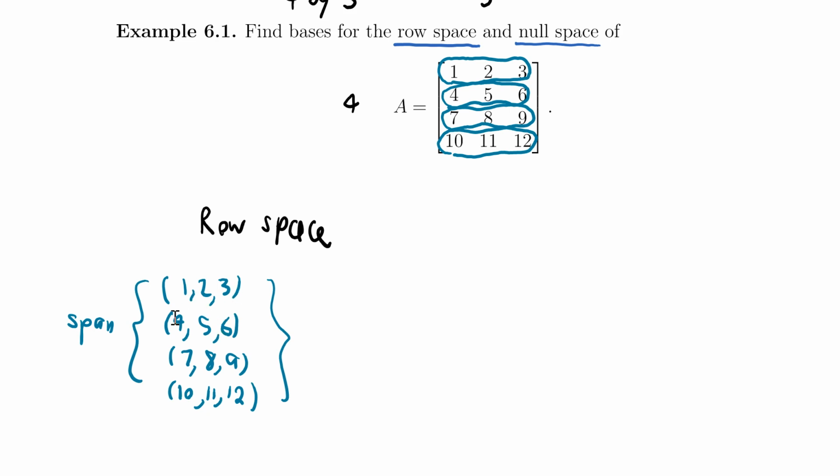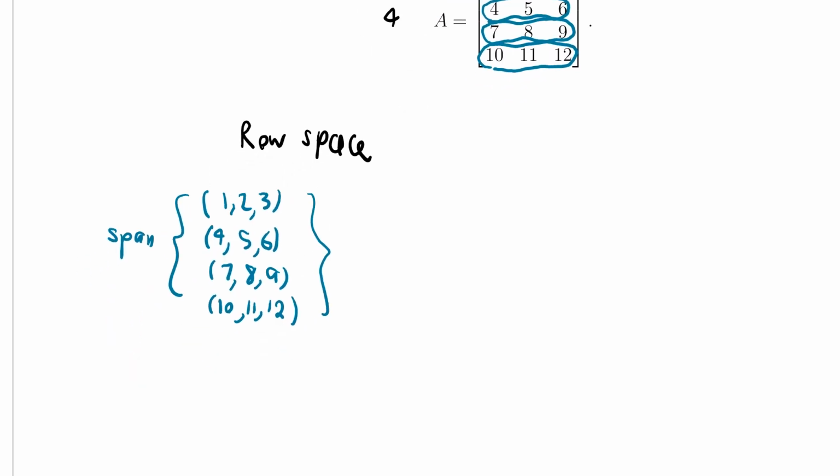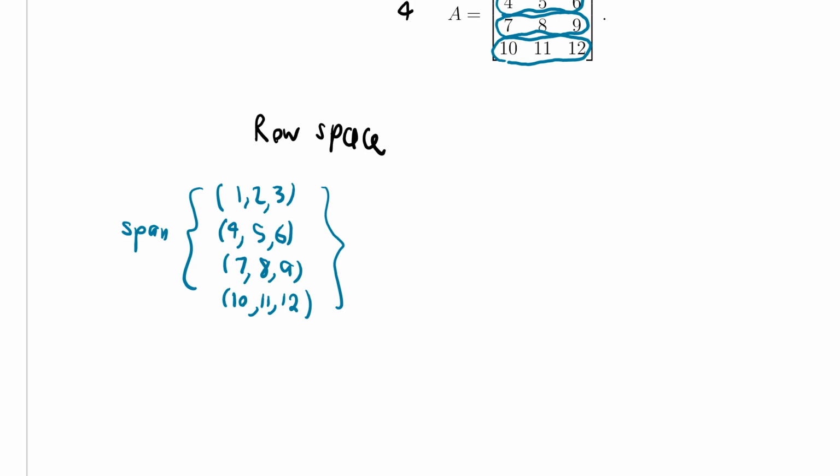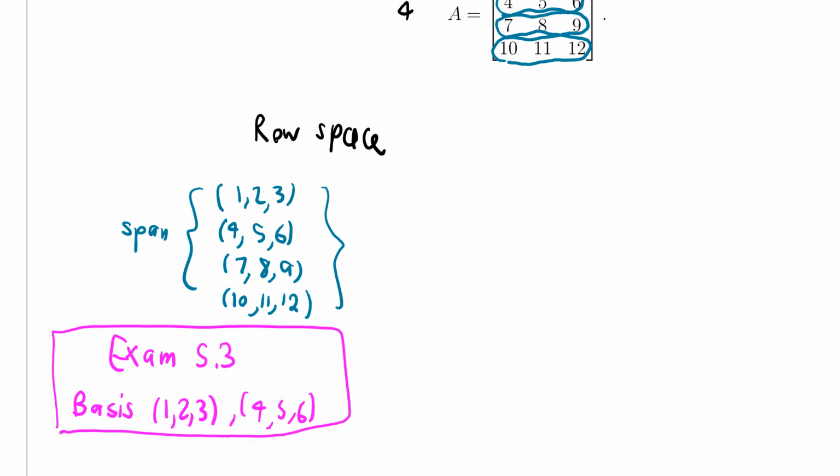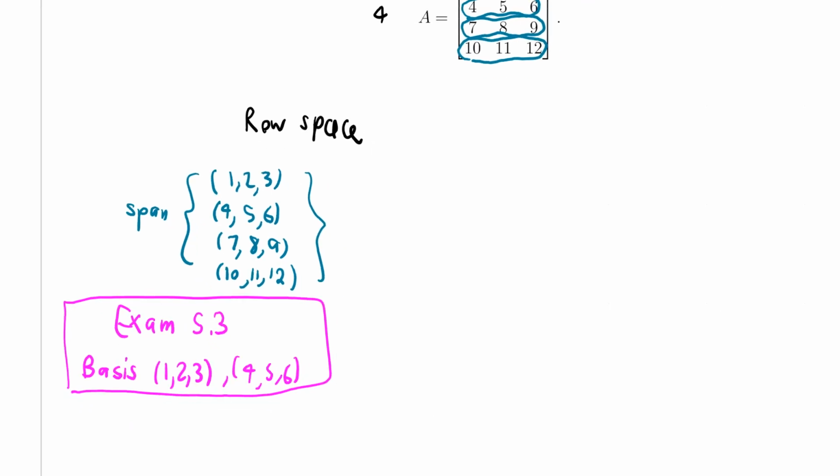So I'm gonna use rows of A to span the vector space, and that is called a row space. The idea is actually pretty simple, and we actually already have seen something like this. These numbers are from example 5.3 in the previous lecture, and we already knew that the basis for the span of these vectors is just 1, 2, 3 and 4, 5, 6.